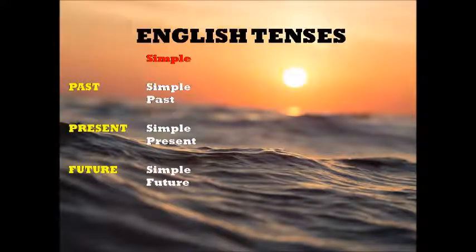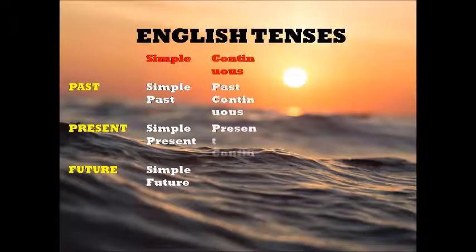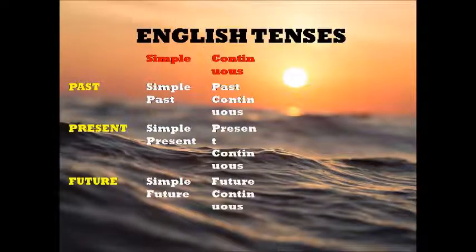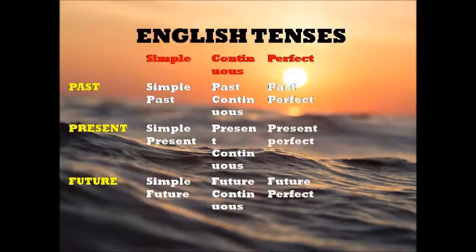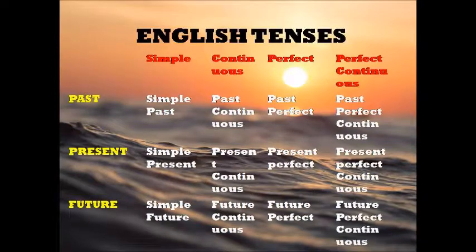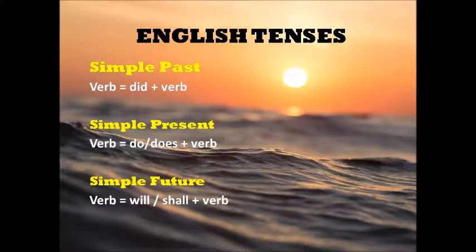I want you to look vertically in each column, and that's how we're gonna compare and learn. Like how simple past, present, and future works, how continuous past, present, and future works, how perfect past, present, and future works, and how perfect continuous works in past, present, and future. Before we start, I want you to have a quick look at the format of the tenses shown here. For example, simple past verb comes with did, simple present verb comes with do or does, and simple future verb comes with will or shall.